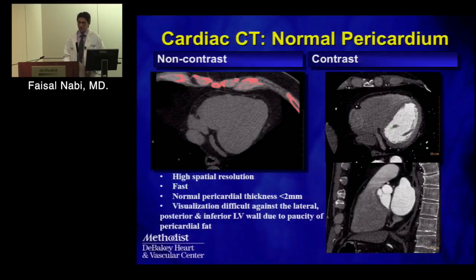So just to create an even baseline, we have to talk a little bit about what's normal. Here's a lot of information on this slide. A couple of things I'd like to point out. You can image the pericardium both with and without contrast. Here on the right side of the screen, you'll see a non-contrast CT. This is not a calcium score.